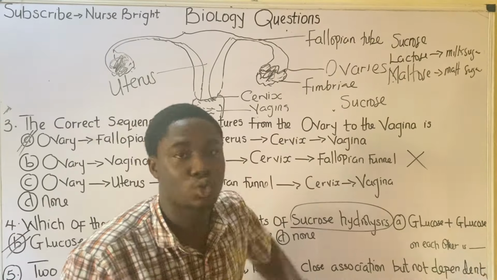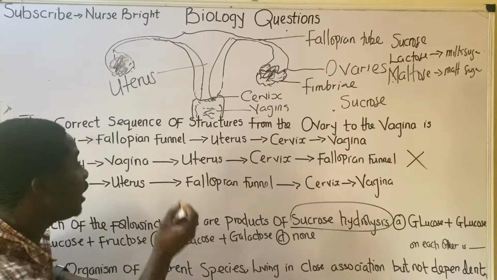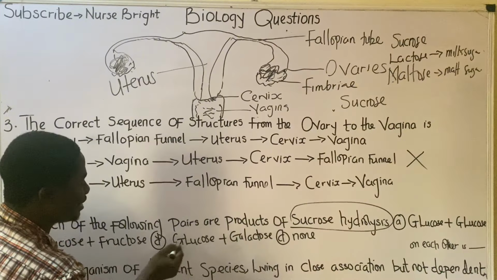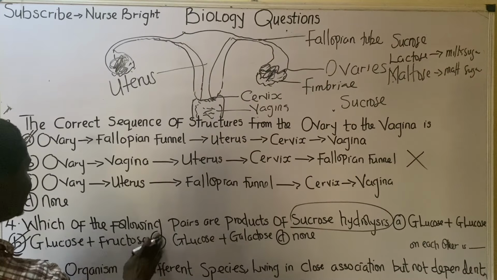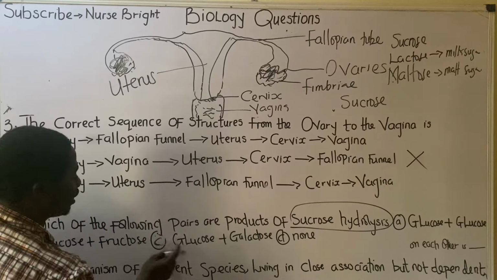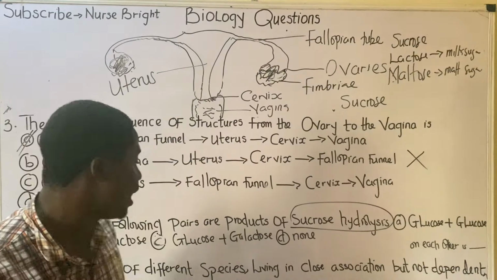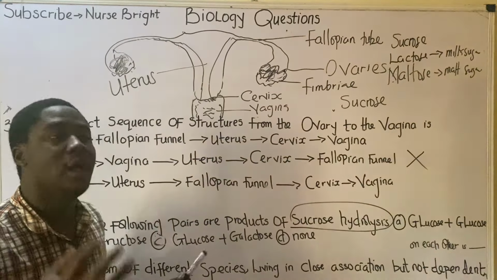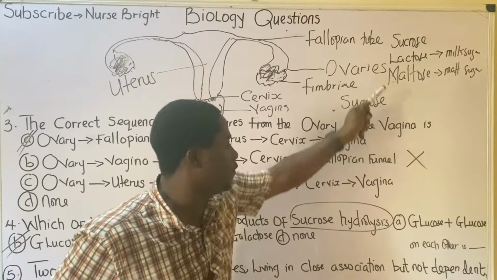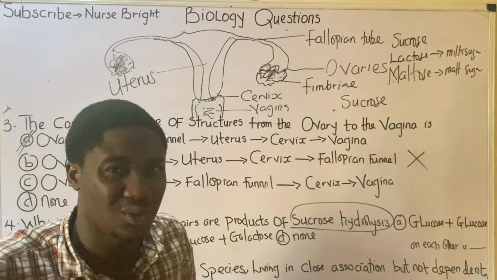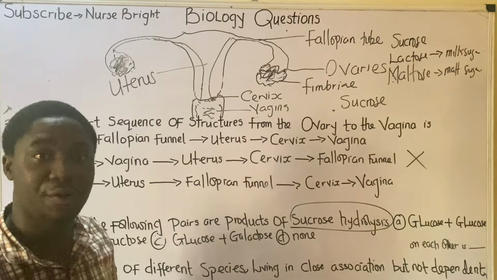For lactose, what comes together to give rise to lactose? If the question was lactose, the answer would have been option C. Do you understand my point? For lactose to be formed, glucose and galactose should come together. For maltose to be formed, glucose and glucose should come together. Are you following me? It's actually very easy.